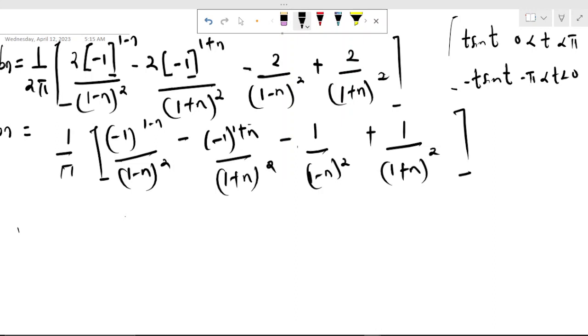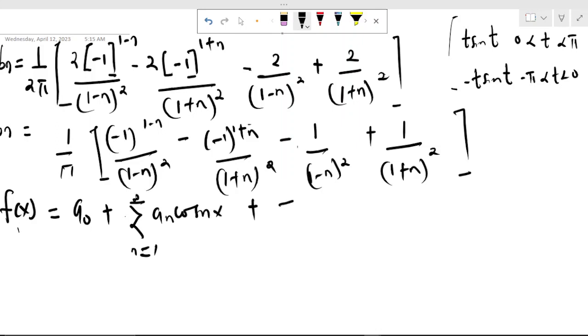But remember, this is not where we stop. For our Fourier series expansion, we have a naught plus summation as n goes from 1 to infinity of an cos nx, and summation as n goes from 1 to infinity of bn sine nx. Our a0 is 0 here, fine. An is 0 here, fine, but we still need to express our bn in this form.